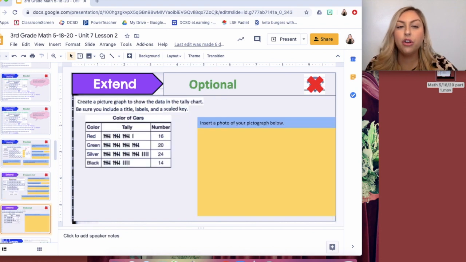All right, and then you're going to create a picture graph to show the data in the tally chart. Be sure to include a title, labels, and a scaled key. So you can do this on paper, on your whiteboard app, whatever's easier for you. And then you're going to put the picture right here in this yellow text box, but you're going to use this data to create a picture graph, just like we've been doing all day. So these are tallies. We're going to move it to a picture.